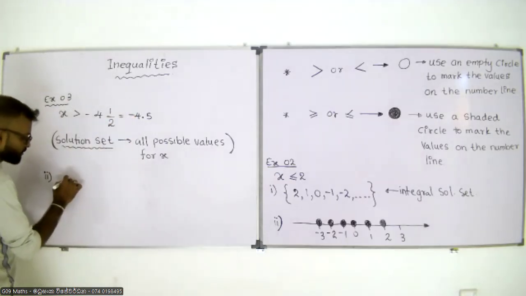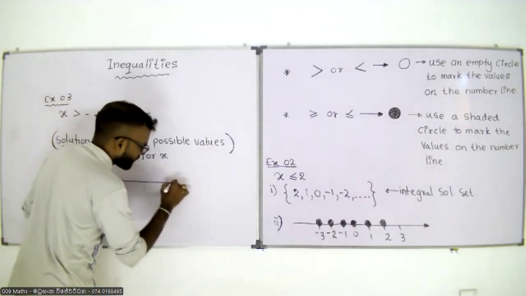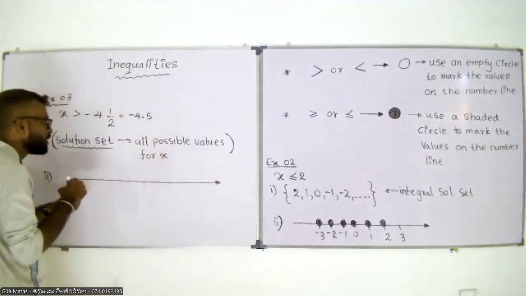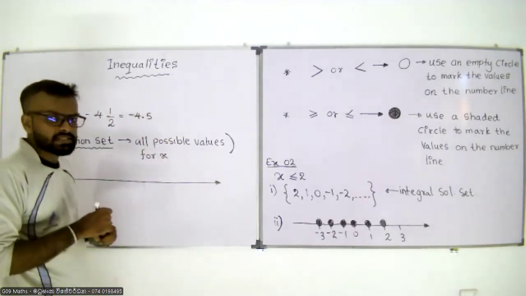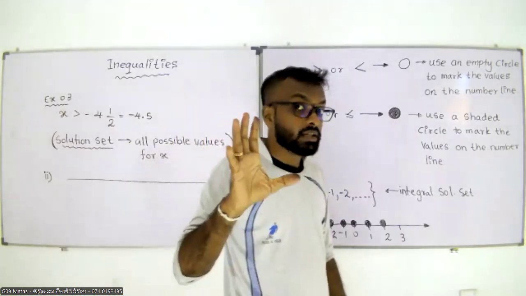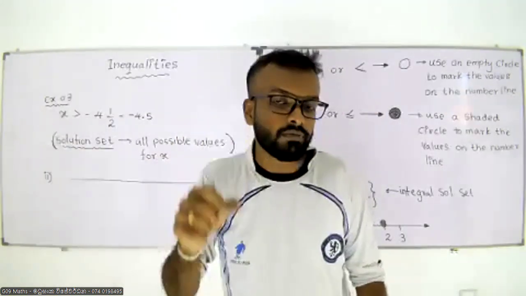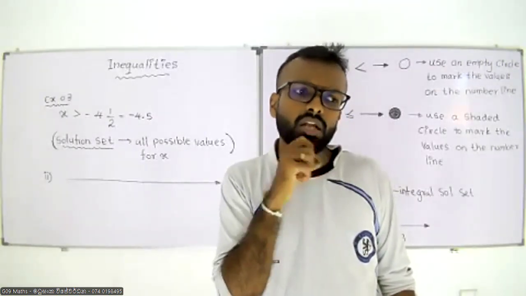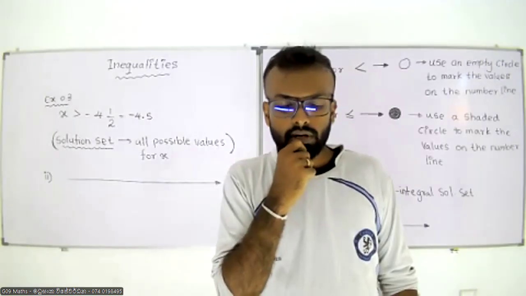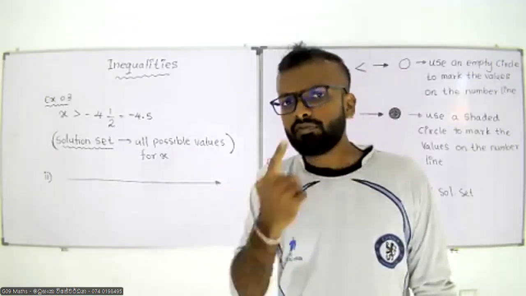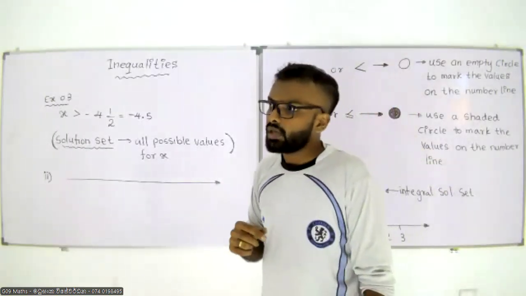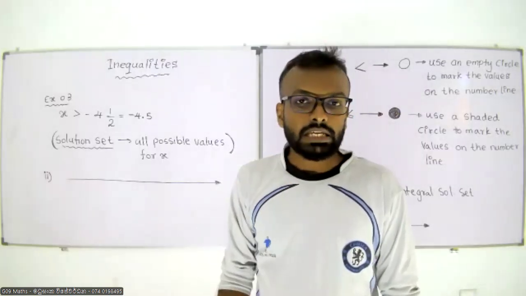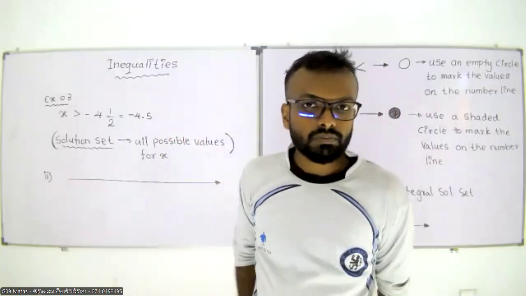Right. So first of all, I'm going to draw a number line, and by looking at the inequality, it says x is greater than negative 4.5. X is greater than negative 4.5. Right. Greater than means which side we need to go? Right. Now tell me, negative 5. Is it greater than negative 4.5?